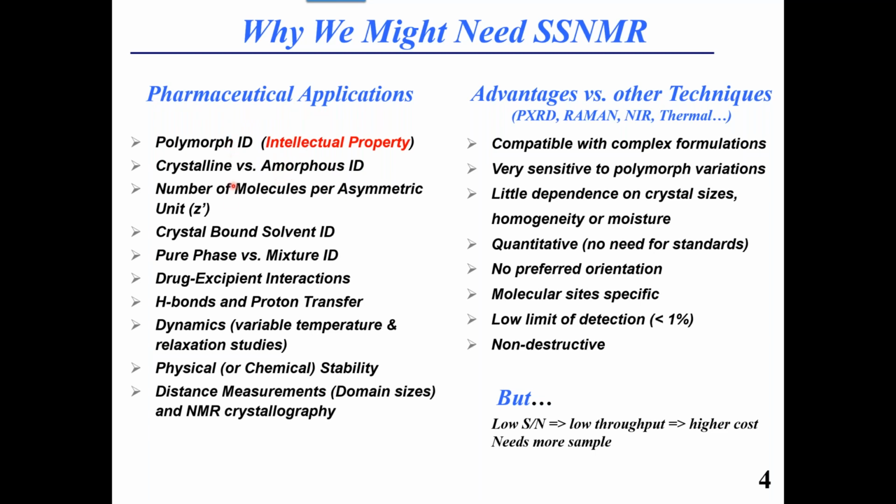I'm not going to go over everything. I'll let you read it. Just a couple of highlights. Typical application is for polymorph ID and a couple of intellectual property uses, similar to X-ray.